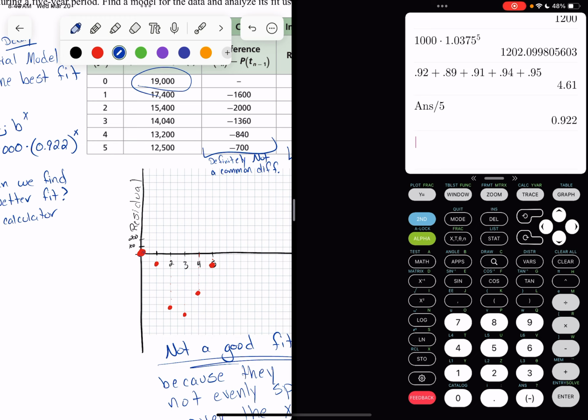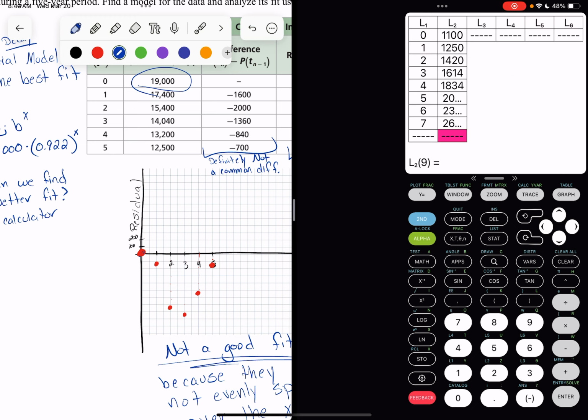We would need to go to Stat and Edit. We have the points 0 to 5, so we will not need these bottom two. So I can delete that one and that one, and we'll delete these bottom two here. Okay, so at 0, we have 19,000. 1, 2, 3: 17,400; 15,400; 14,040; 13,200; 12,500. All right, so there's our data set.